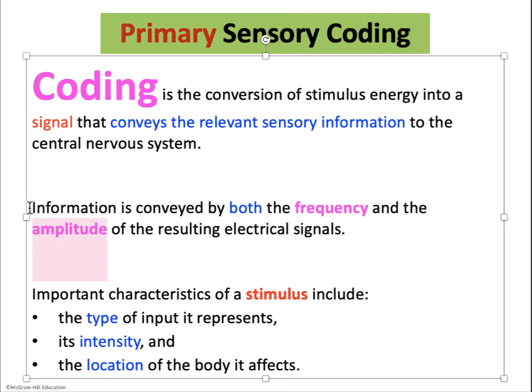In this regard, we're looking at a stone being thrown into a pond, and it generates ripples. The frequency would be how close together ripples are in a pond, and the amplitude will be the height of those ripples. With respect to the stimulus itself, its characteristics would include the type of input it represents, its intensity, and the location of the body that it affects.